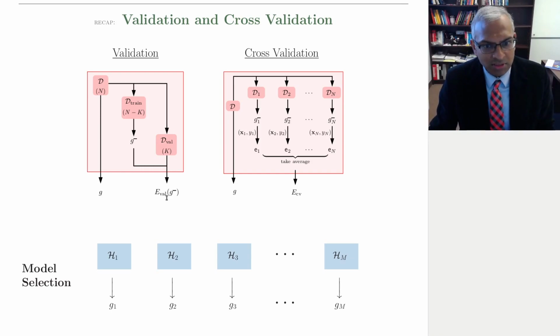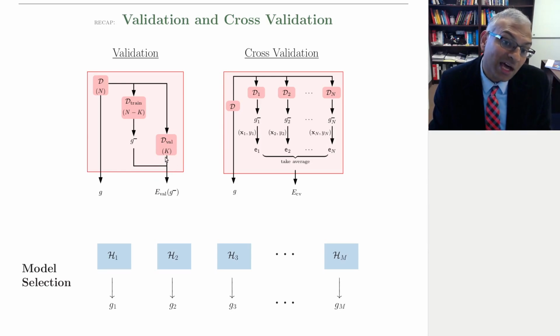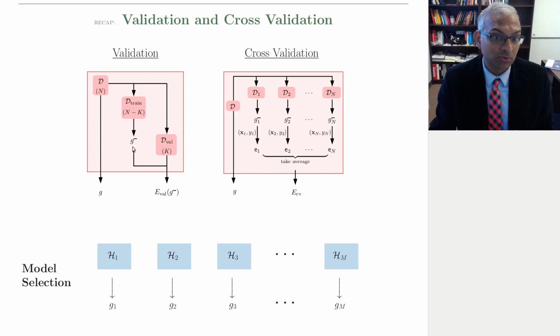Now, is that a good estimate? Well, it depends. The validation error is actually an estimate of the out-of-sample error of g minus, so you'd like K to be large for that estimate to be accurate. But if K is large, there's a big deficiency between g minus and g. So how do we get over this?